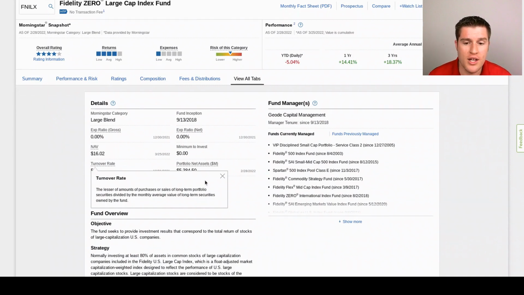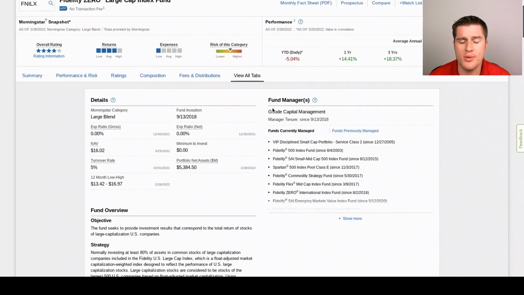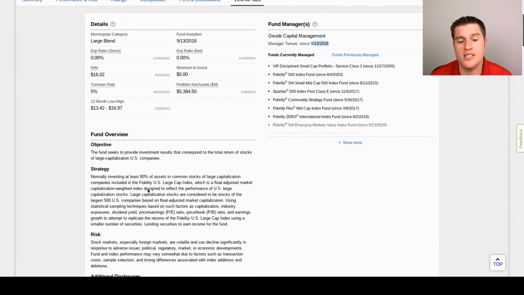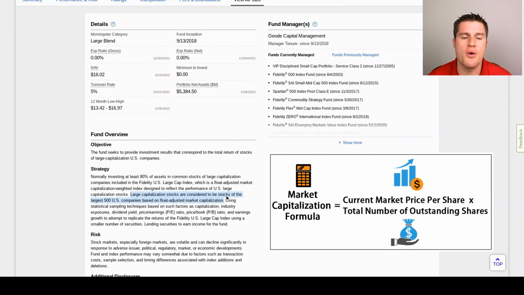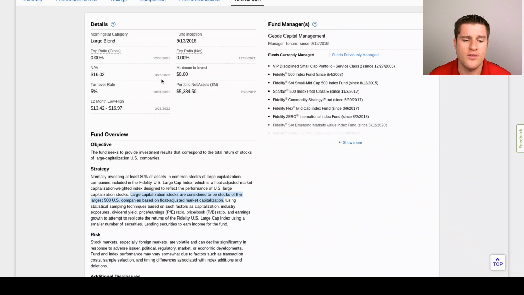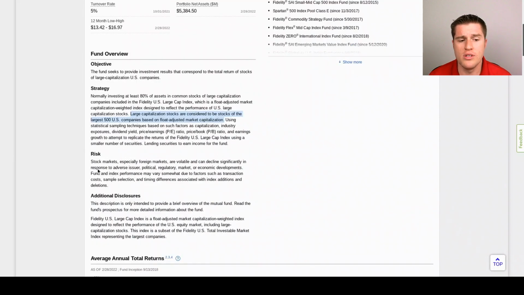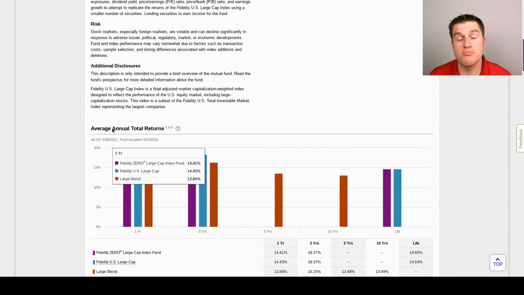So again, clicking on this, it talks about who the fund manager is, it's Geo Capital Management, how long have they had it for, what is the goal? It's large cap stocks that are considered to be stocks of the largest 500 US based companies on a floating adjusted market capitalization. It just basically means their total revenue. How are they looking? They give different risks. It shows you the annual average return, and it gives you some other things to compare it off of.